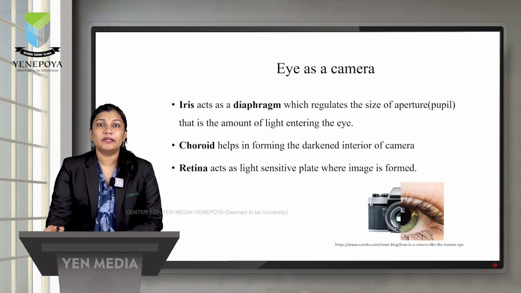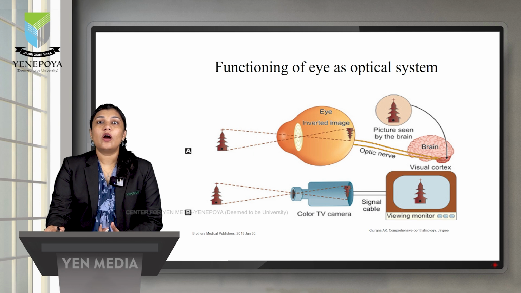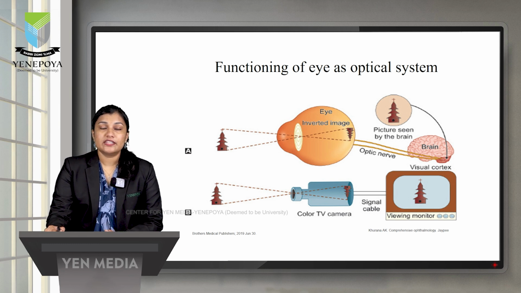Choroid helps in forming the darkened interior of the camera, and the retina acts as light sensitive plate where image is formed. So how eye functions as an optical system. Normally when we see an image on the retina, we get an inverted image, and once it passes through the visual pathway, through the optic nerve, once it reaches the brain, you get an erect image. So an inverted image converts to an erect image.